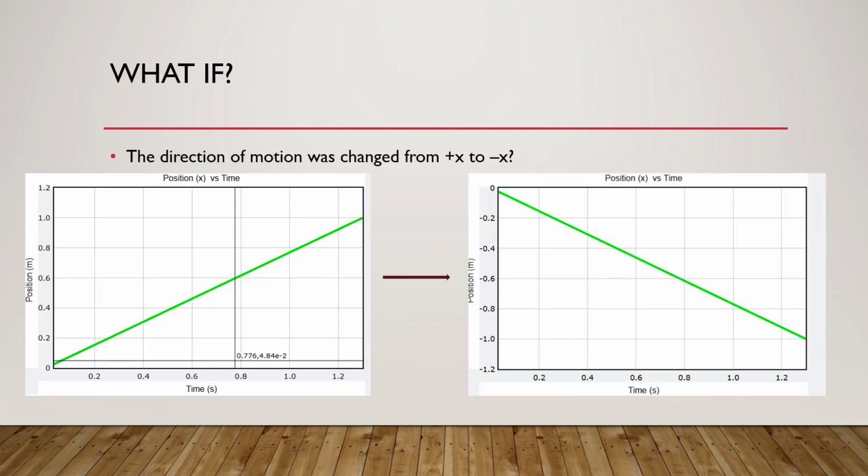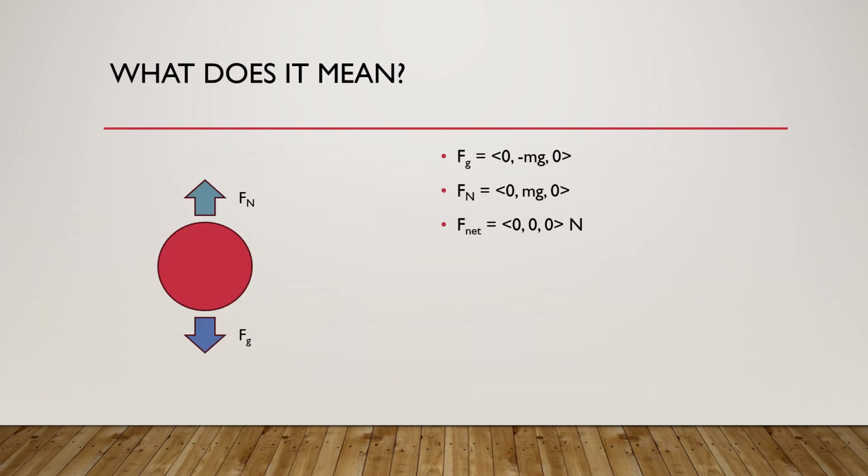So what if instead of rolling the marker in the positive x direction, or from left to right, I rolled it in the negative x direction, or from right to left? In that case, the velocity would still remain constant but would be negative, and the object would move in the negative x direction instead. However, the magnitude of velocity and displacement would still be the same regardless of direction.